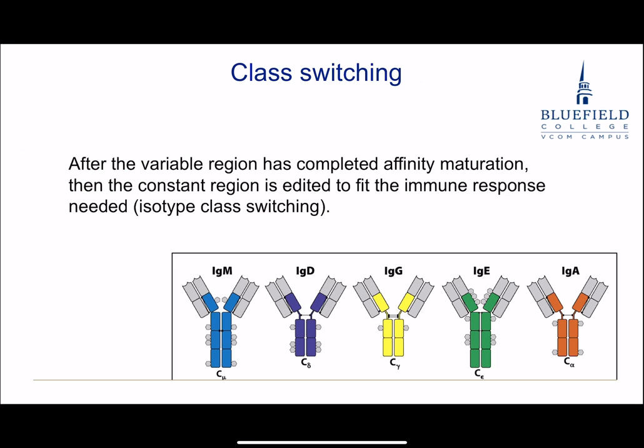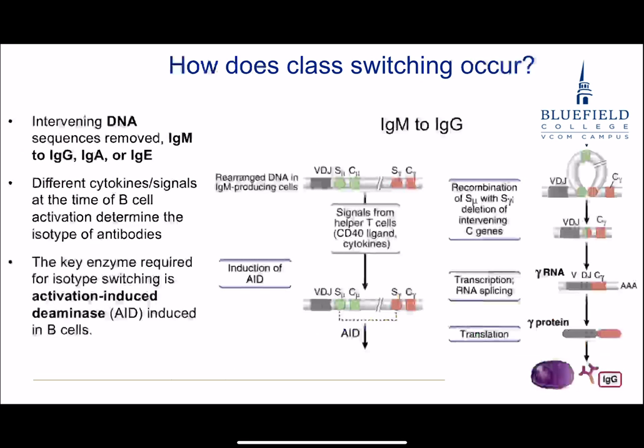These two are the initial low affinity ones that are produced by the B cells early on. These are the three mature isotypes: IgG, IgE, and IgA. Okay, how does class switching occur? So we have splicing, sort of like we did with RAG, to remove what we don't want and add in what we do want.